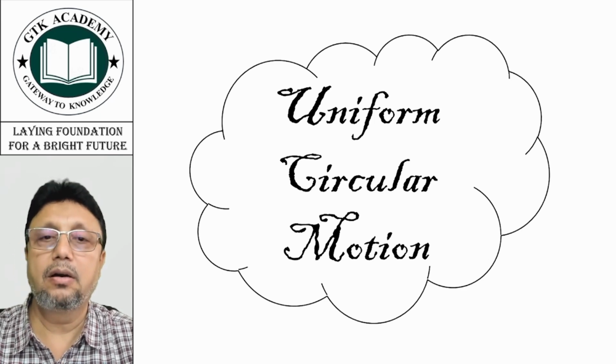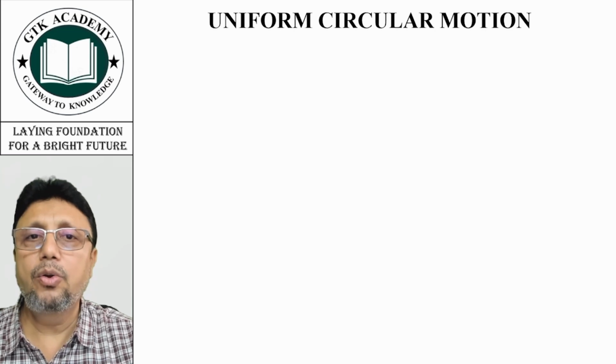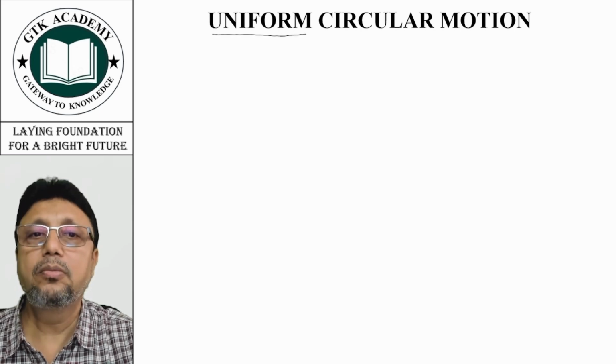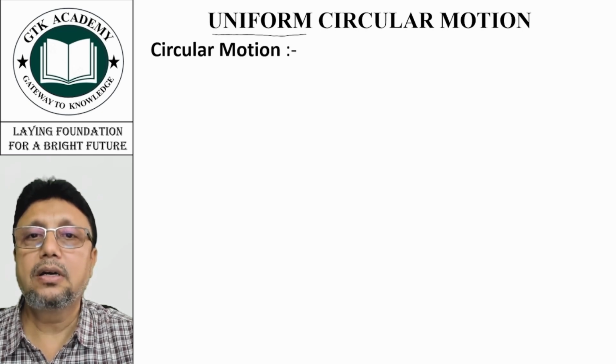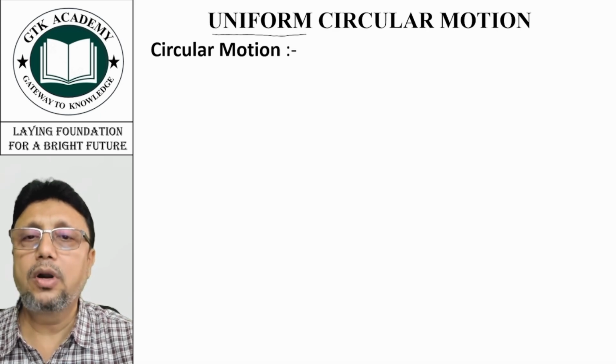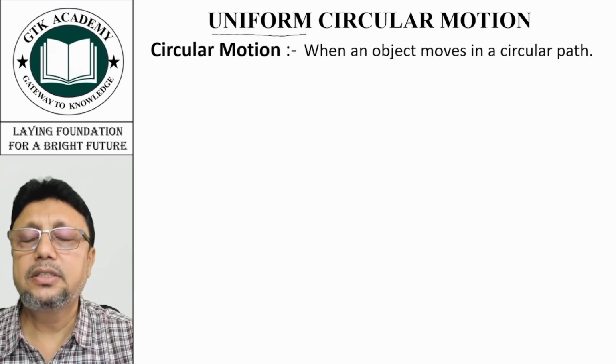So without wasting much time, let us start our today's topic, which is uniform circular motion. Now you all must be familiar with circular motion, but what is this word uniform doing here? A question that will come to your mind. So before understanding uniform circular motion, let us briefly discuss what is a circular motion. When an object moves in a circular path, we call it a circular motion.